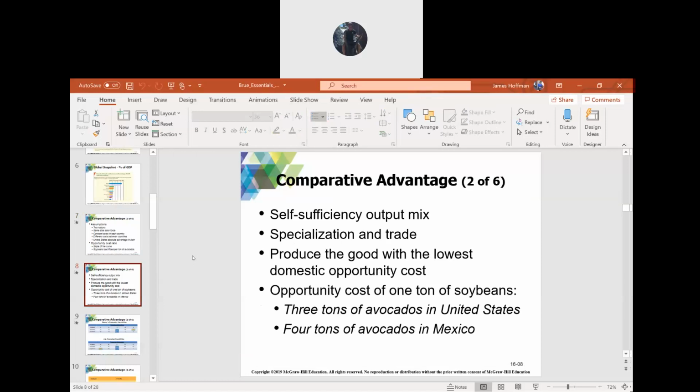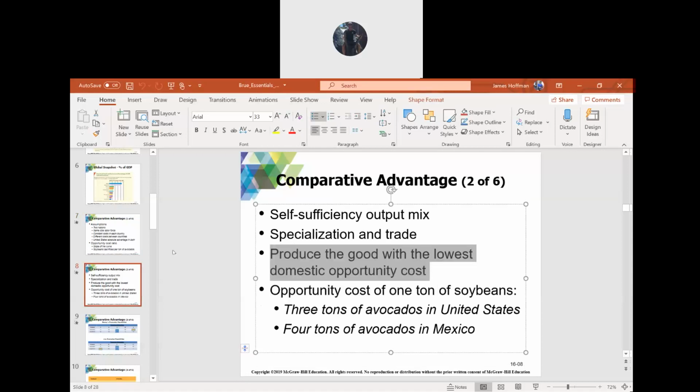and basically the idea is this: you want to produce as a country the good with the lowest domestic opportunity cost. So whoever has the lowest opportunity cost, whoever gives up the least, that country will produce that good. All right, so we'll see here that the opportunity cost of a ton of soybeans is 3 tons of avocados for the US and 4 tons of avocados for Mexico. So basically, whoever gives up less should produce it. And because the US only gives up 3 tons, right, they have a comparative advantage.